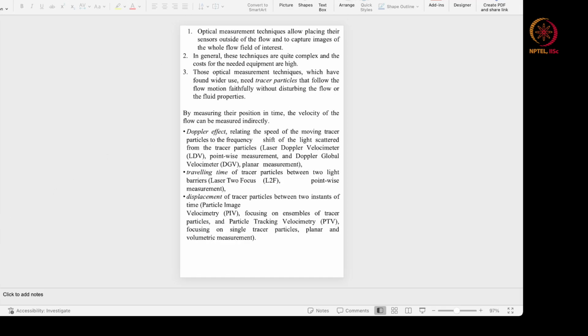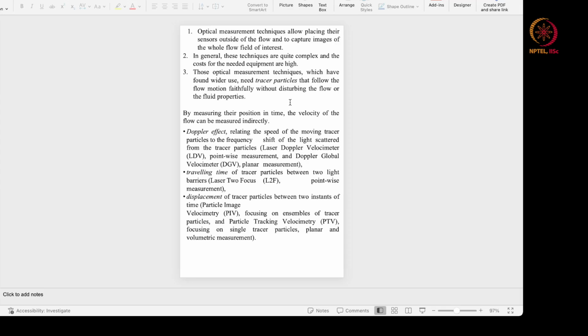Now you come to the next question. What to do? You go for optical measurement. Optical measurements allow you to not intrude on the flow. Basically, they can capture images, or they can even capture the data, which we saw in LDV or PDPA, by placing the sensors outside the flow field. So you are not really entering the flow field. You are not sticking something into the flow field. In general, these techniques are very complex, and the instrumentation cost is high because of the accuracy.